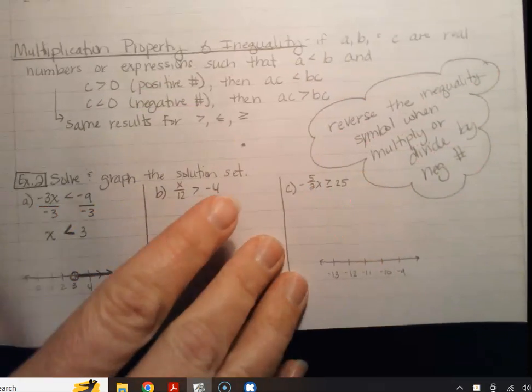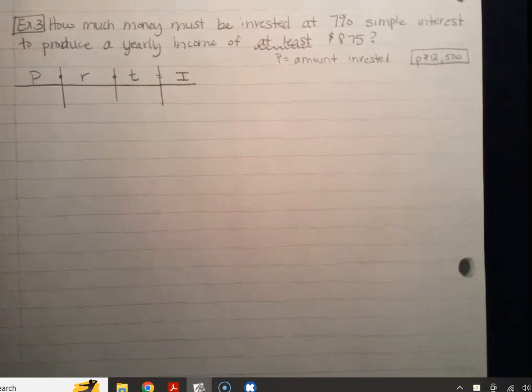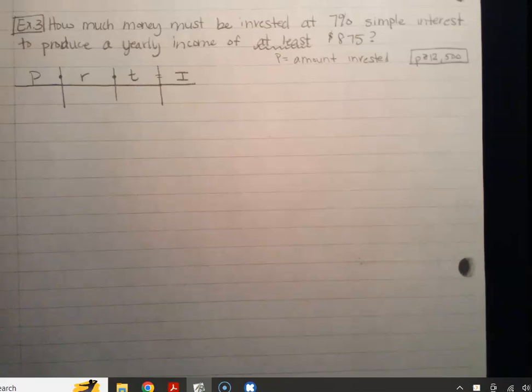Okay, so let's flip over to the back. We have one more example. Again, inequalities can be used for real-world examples. They can model and solve questions from everyday life. So I've got our setup here. How much money must be invested at 7% simple interest to produce a yearly income of at least $875?